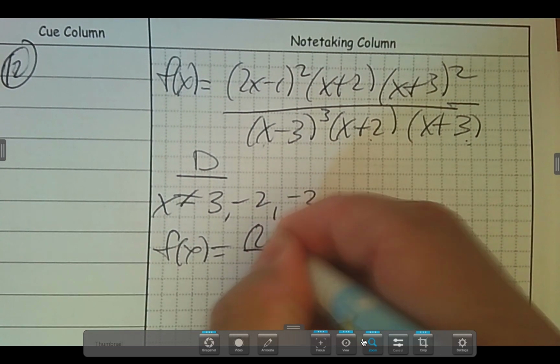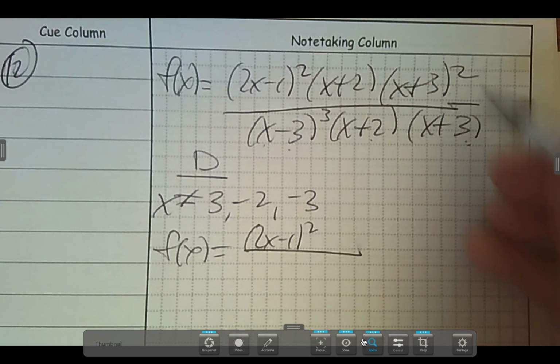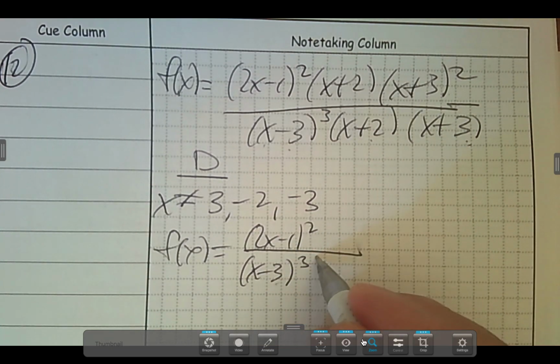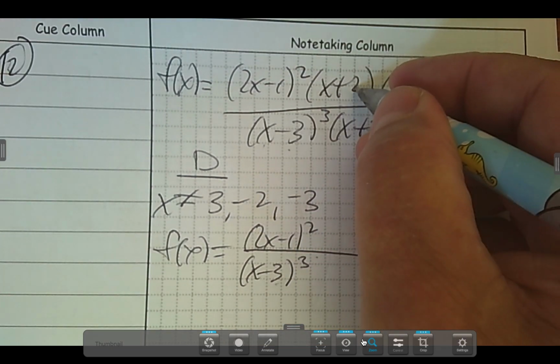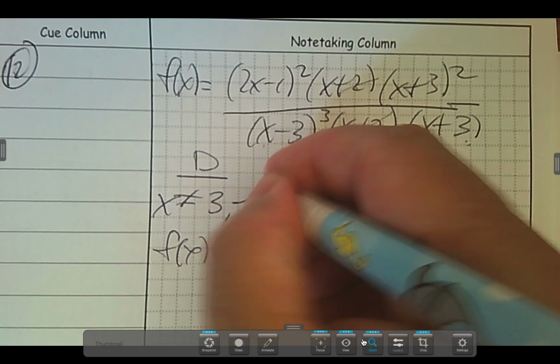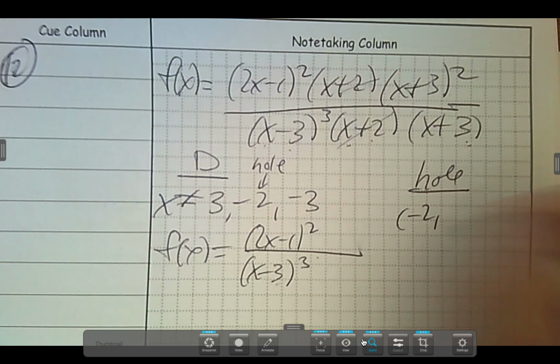So we still have (2x minus 1) squared. Nothing reduces down. How about x subtract 3? No. x subtract 3 cubed, nothing simplifies it down. x plus 2, that one is removable. So that means at negative 2 we have a hole. So I'm going to write that down. Negative 2, there's a hole.